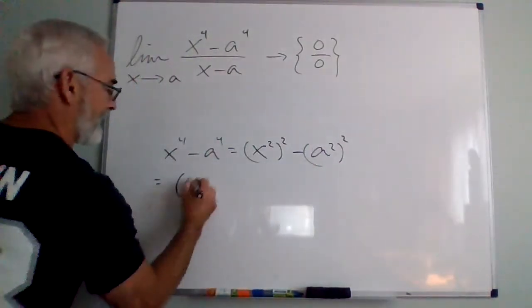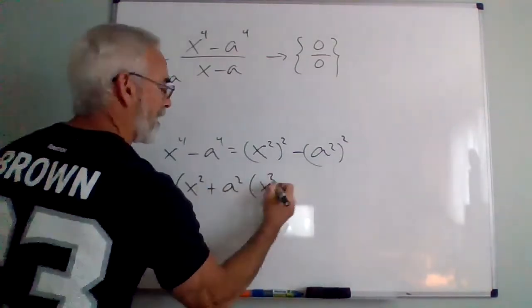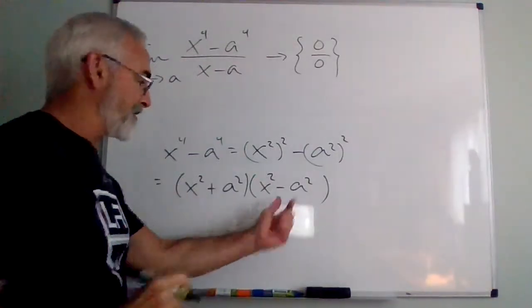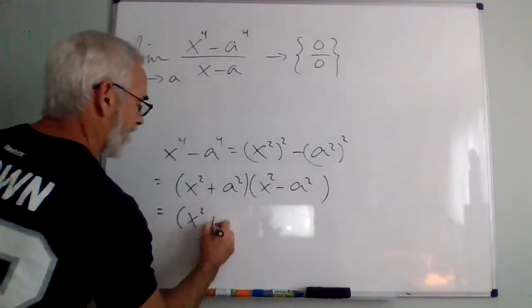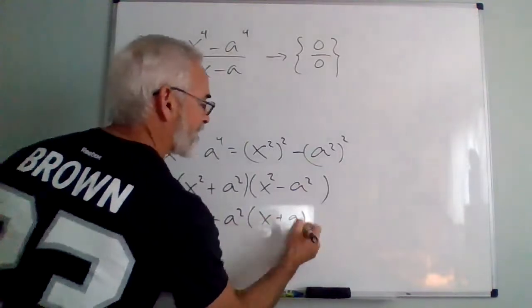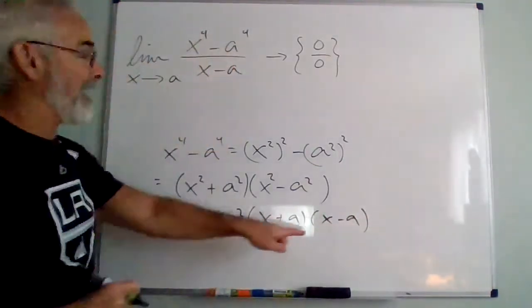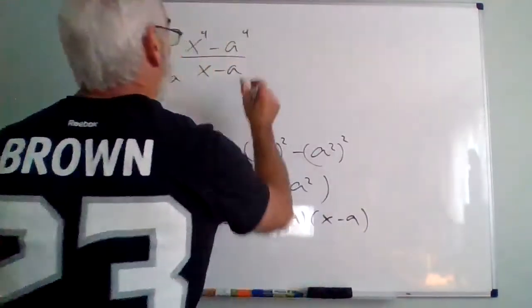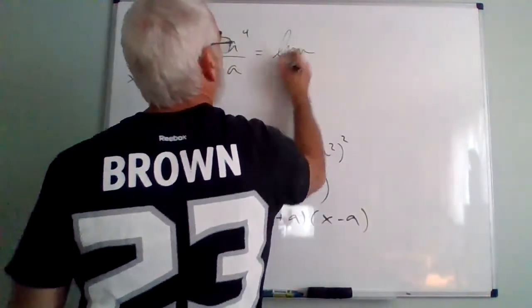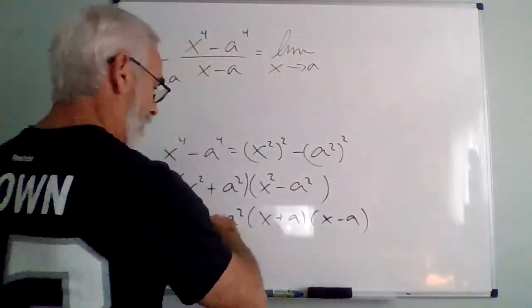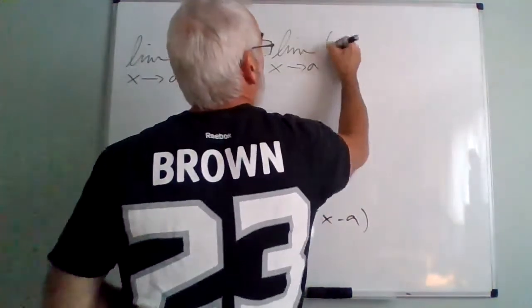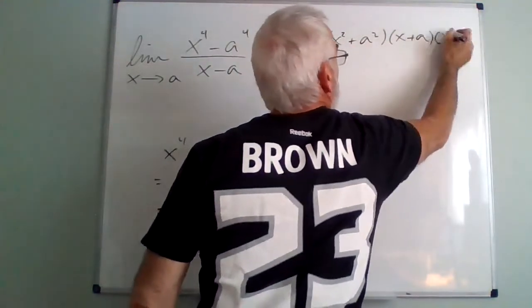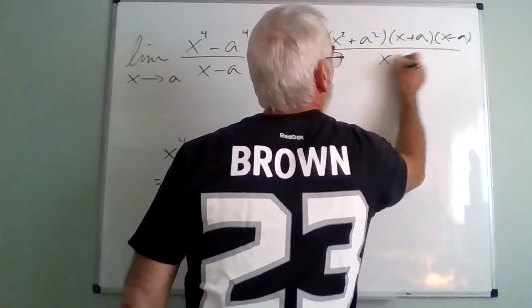So this would factor as x squared plus a squared times x squared minus a squared. And then I also notice that this guy's a difference of squares. So I can continue and write this as x squared plus a squared, x plus a, x minus a. And I finally have my factor of x minus a. So I can rewrite this limit as the limit as x approaches a of, now this would be my numerator, x squared plus a squared, x plus a, x minus a, all over x minus a.